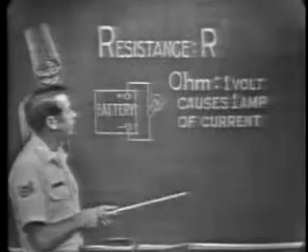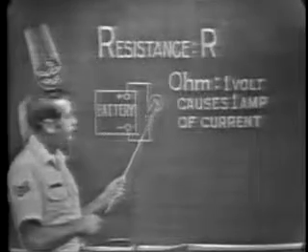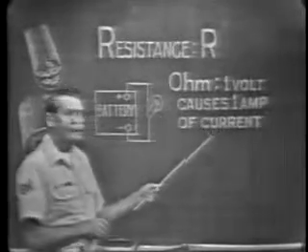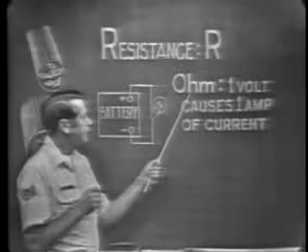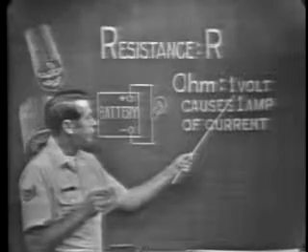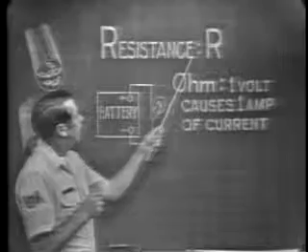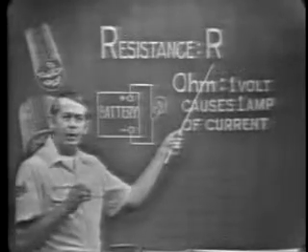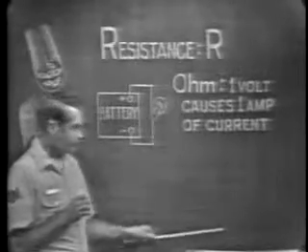Now, here's what an ohm is. If there's 1 ohm in the circuit, 1 volt will cause 1 ampere of current. So remember, 1 ohm of resistance means that it will limit the current from a 1-volt source to 1 ampere. Now, the symbol for resistance is the capital letter R. And remember, it's measured in ohms.